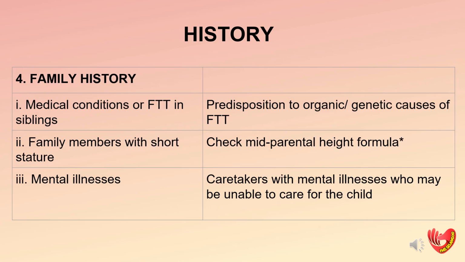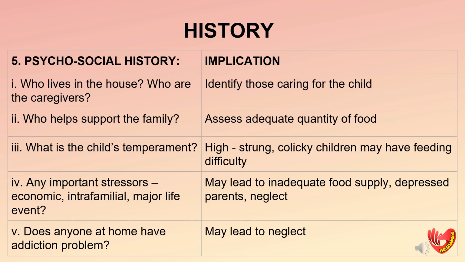Next, look into the family history, and this includes medical conditions or failure to thrive in siblings, as this predisposes a child to organic or genetic causes of failure to thrive. Ask and check regarding family members with short stature and calculate the mid-parental height. This calculation will be explained later. Ask for any mental illnesses among family members, as caretakers with mental illnesses may be unable to care for a child.